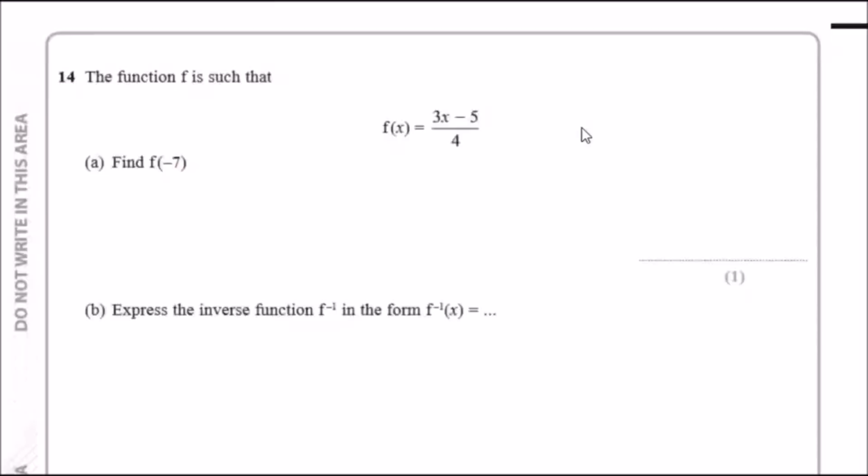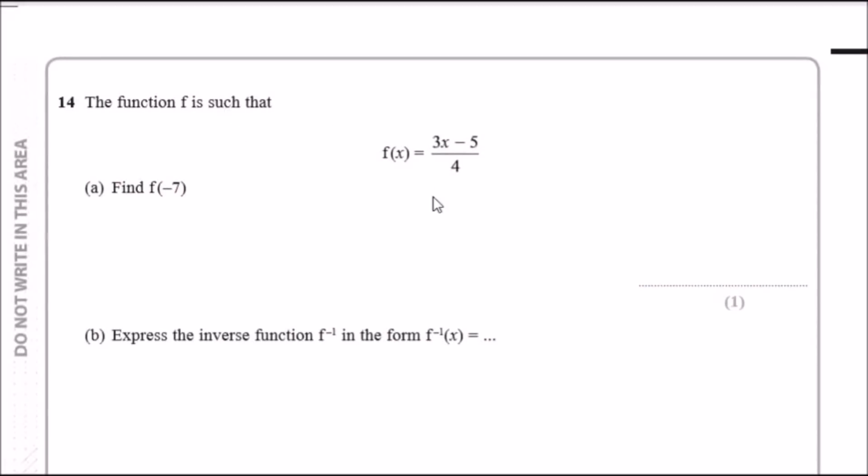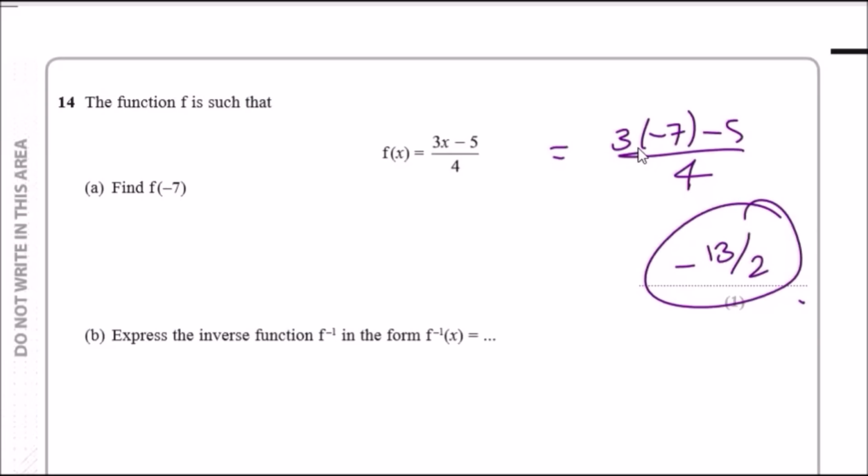Now, let's look at 14. So the function f is such that f(x) equals (3x minus 5) over 4, okay? Find f(-7). All right, this is easy. Just replace x with minus 7 and smash in a calculator. So it's just going to be (3 times minus 7 minus 5) over 4, okay? So I haven't put that yet. When you do this, you should get minus 13 over 2. I mean, you can leave it as a fraction or a decimal, yeah? Let's double check. Yep, easy.